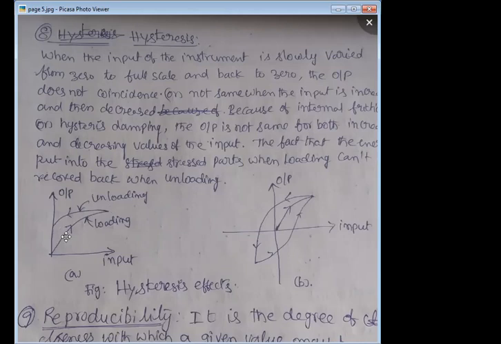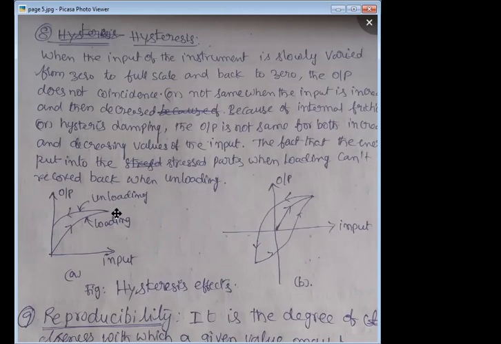That process you can call loading. Now the input is decreasing, and the output is also decreasing, but it is not following the path we observed while increasing. When the input is increased, the output is this one. But when the input decreases, the output should follow the same path that we observed when it was increasing.